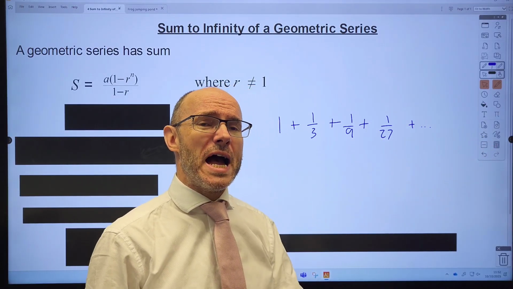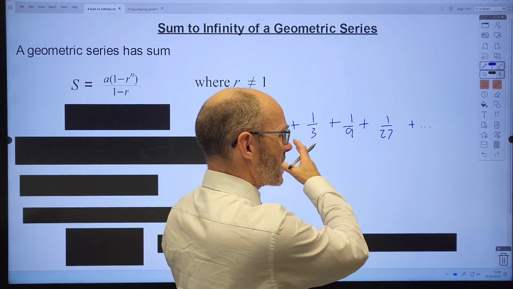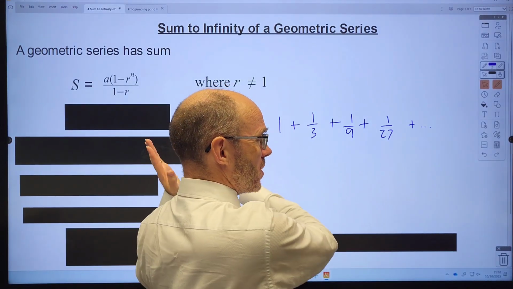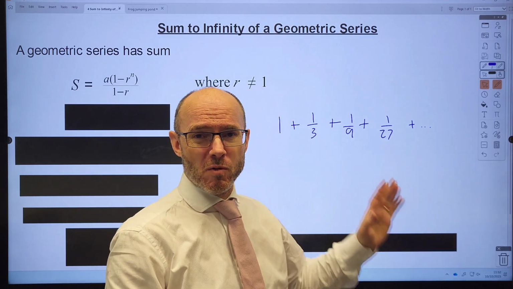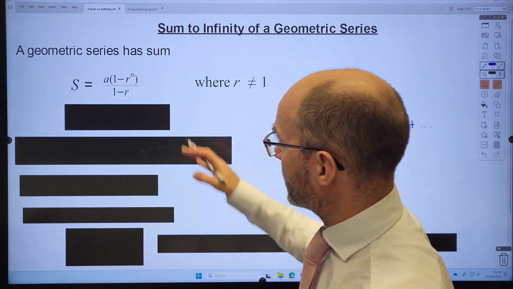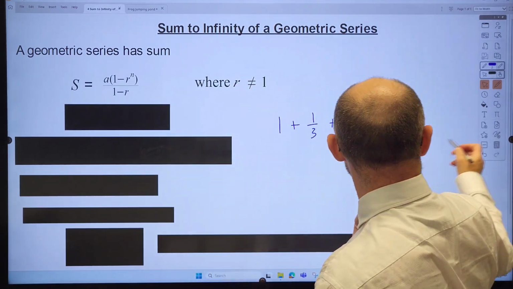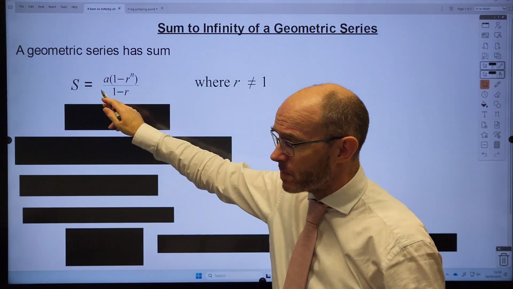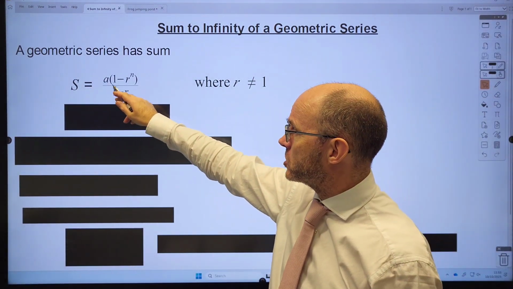What that means is you can add all these terms together. If the terms are getting progressively smaller in this way, you can add them together. And that's what we call an infinite summation of all those numbers. Okay, and that's what I'm going to talk to you about here. So this is a geometric series.